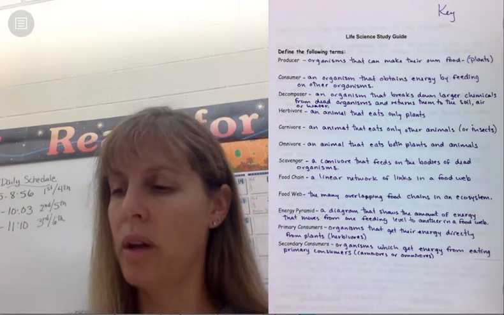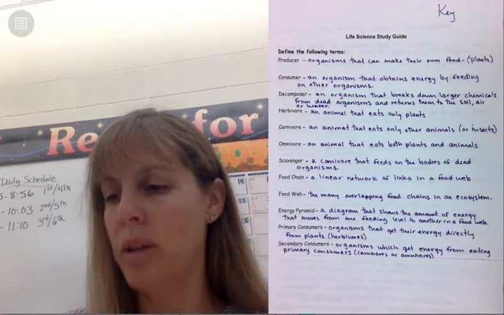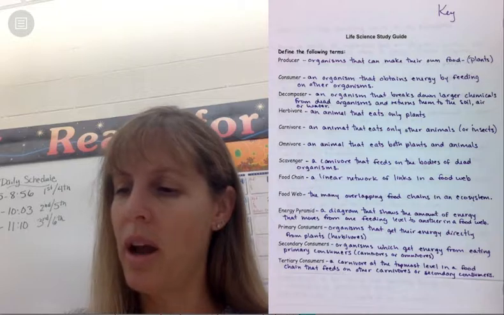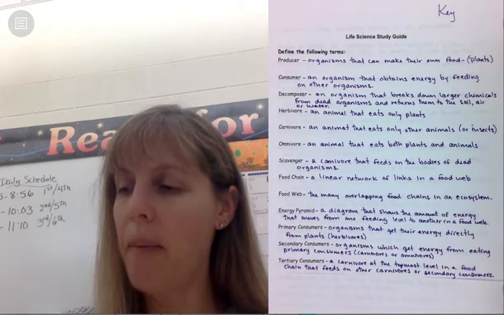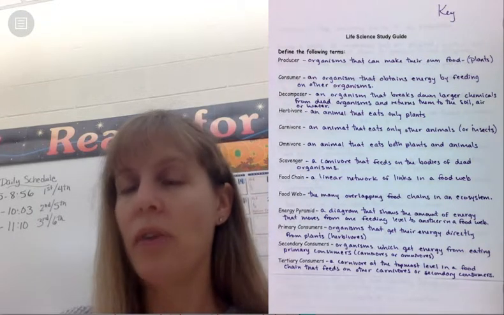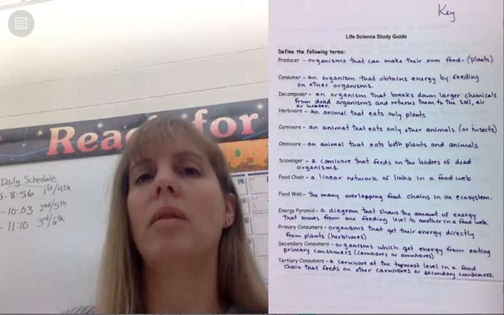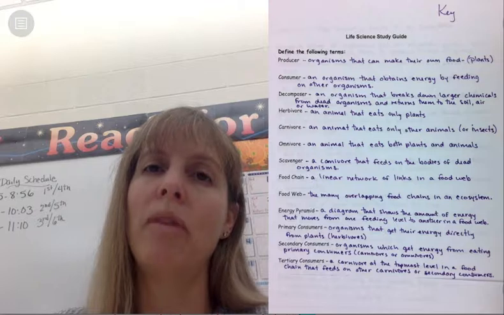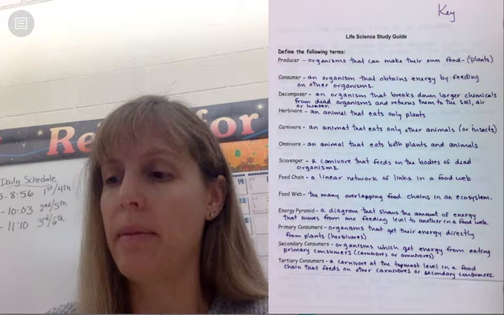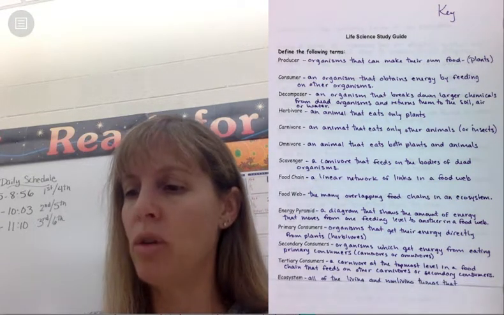Secondary consumers are organisms that get energy from eating primary consumers. So they're usually carnivores or omnivores, and then they eat the herbivores. Tertiary consumer. A tertiary consumer is a carnivore at the topmost level in a food chain that feeds on other carnivores or secondary consumers. Now, if you have a food web, you can have a couple of tertiary consumers in there because they would be at the top of a food chain, because remember, a food web is overlapping food chains, like more than one food chain, okay? The tertiary consumer is the main, like, predator, okay? Main consumer at the top.